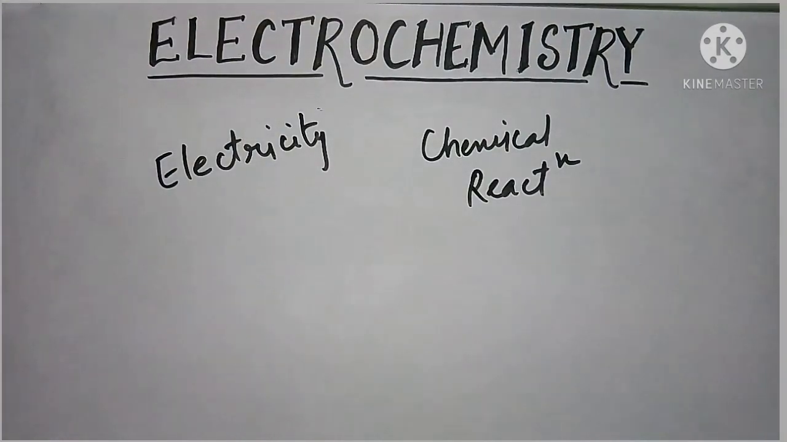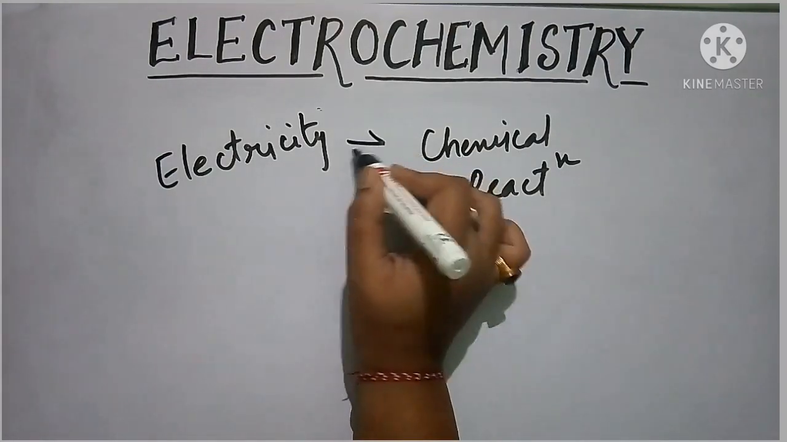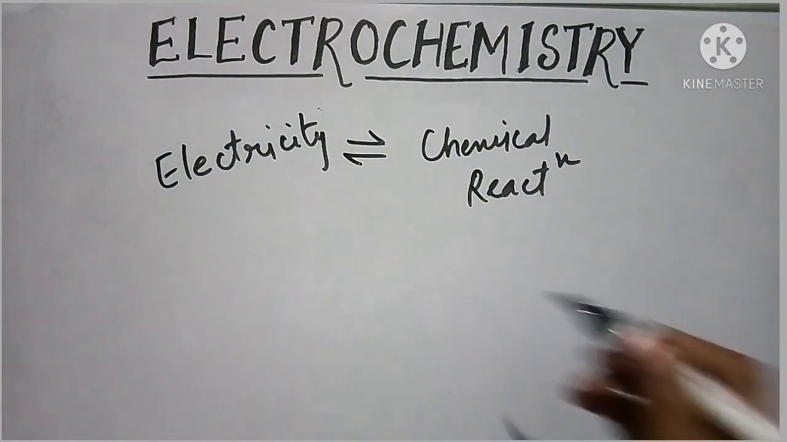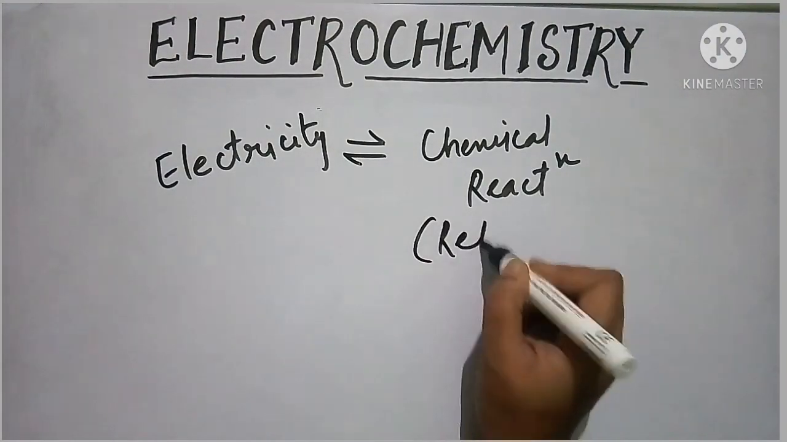In total, we can say that electrochemistry is a branch of chemistry which deals with the relationship between electrical energy and chemical energy taking place in a redox reaction. That particular chemical reaction we are considering is the redox reaction.